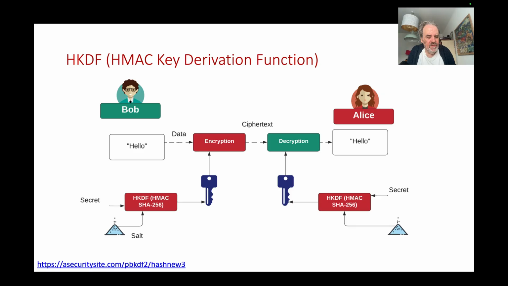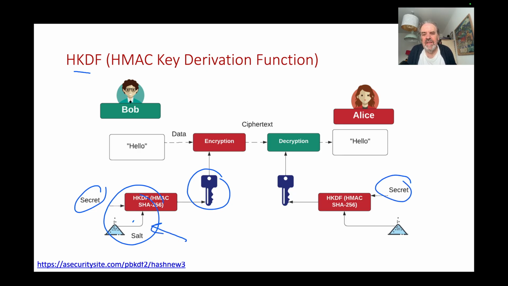For key derivation functions, we have a way that we can take some secret and then generate an encryption key, typically with a salt value here too. If Alice has the same secret and salt value, then she can generate the same key. This is known as a key derivation function, and one example of this is an HMAC key derivation function, or HKDF.